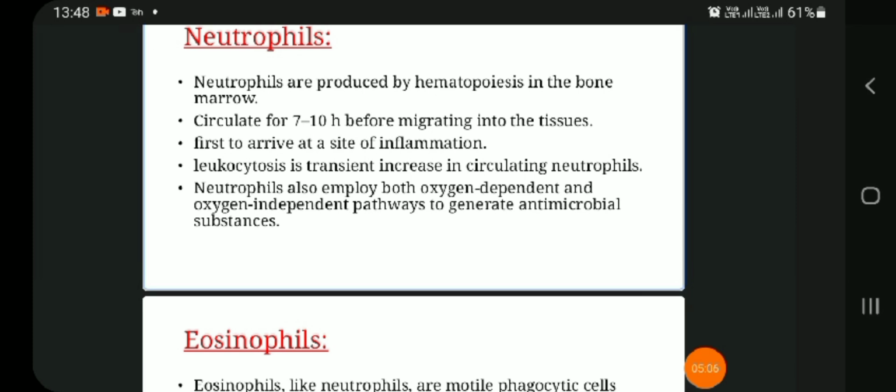Neutrophils also generate some antibacterial or antimicrobial substances to kill the infection or to remove the inflammation from the body. So neutrophils use both oxygen-dependent and oxygen-independent pathways to generate the antimicrobial substances.